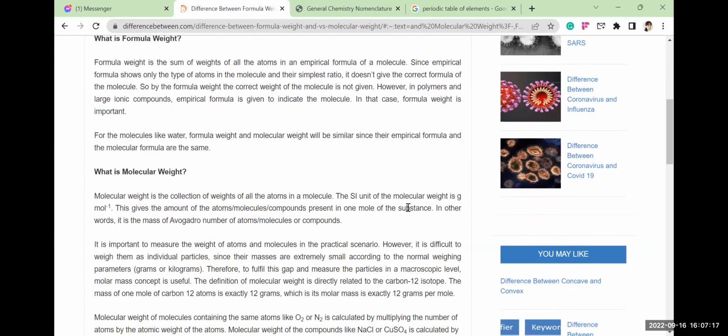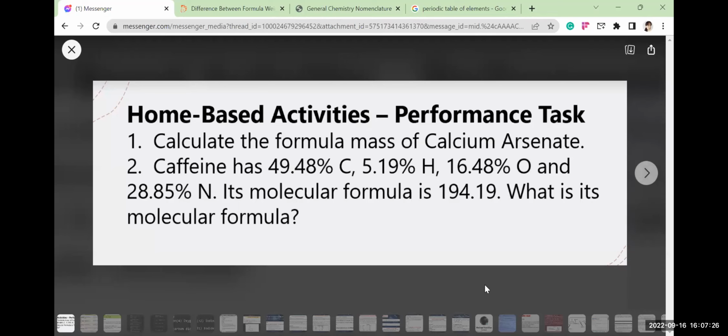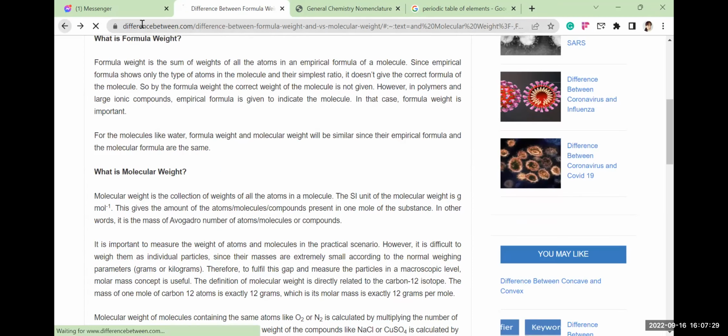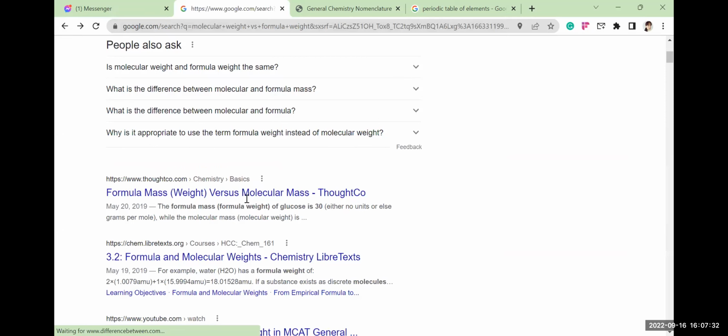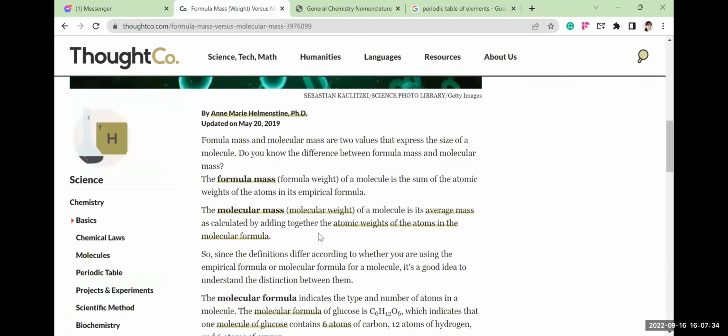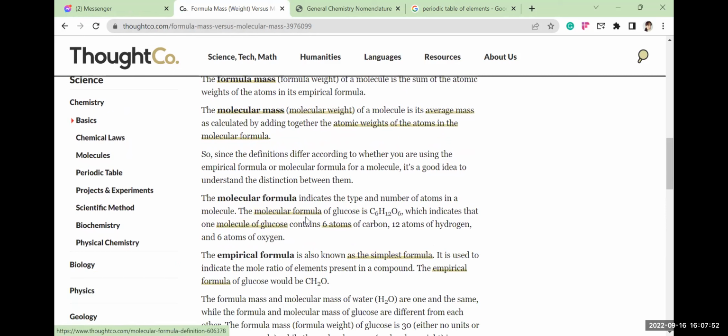May lecture ako. Okay. Ito. The SI unit of the molecular weight is grams per mole. So the formula mass is the sum of the atomic weights in its empirical formula. The molecular mass is its average mass by adding together the atomic weights of the atoms in the molecular formula. So for example, the molecular formula of C6H12O6 indicates the molecule. I see.